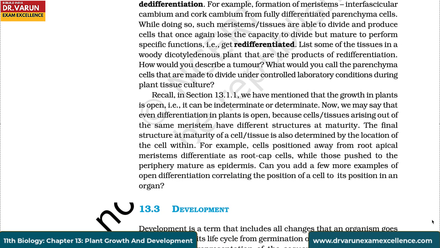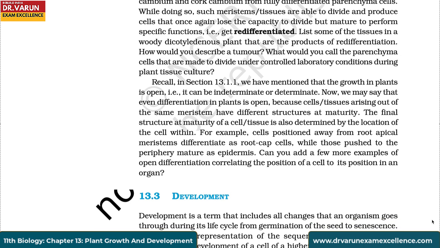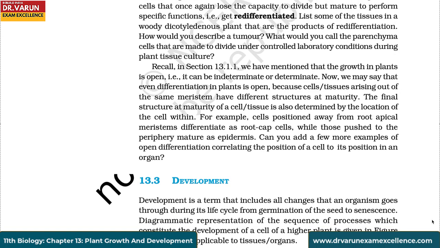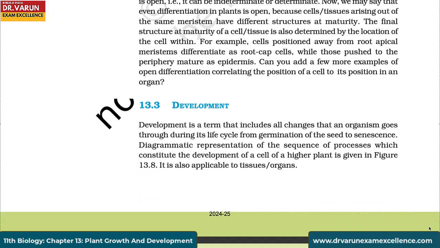Recall in section 13.1.1, we have mentioned that the growth in plants is open, that is, it can be indeterminate or determinate. Now we may say that even differentiation in plants is open because cells or tissues arising out of the same meristem have different structures at maturity. The final structure at maturity of a cell or tissue is also determined by the location of the cell within. For example, cells positioned away from root apical meristems differentiate as root cap cells, while those pushed to the periphery mature as epidermis. Can you add a few more examples of open differentiation? Correlating the position of a cell to its position in an organ.